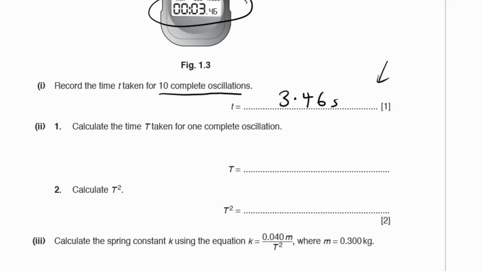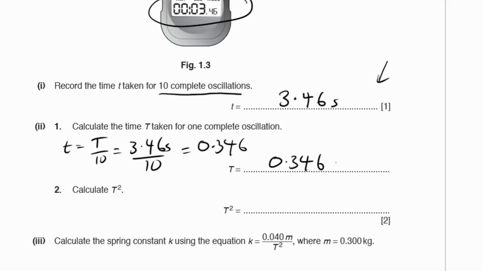Now this is for 10 complete oscillations, and that's important because now in part 2.1 it's asking you to calculate the time T for one oscillation. So what you want to do, if that's the time for 10 oscillations, is just divide it by 10. So 3.46 seconds divided by 10 will give you 0.346 seconds. And again, remember your units.